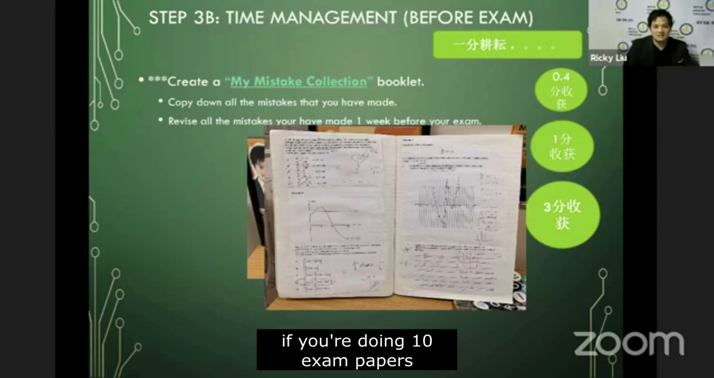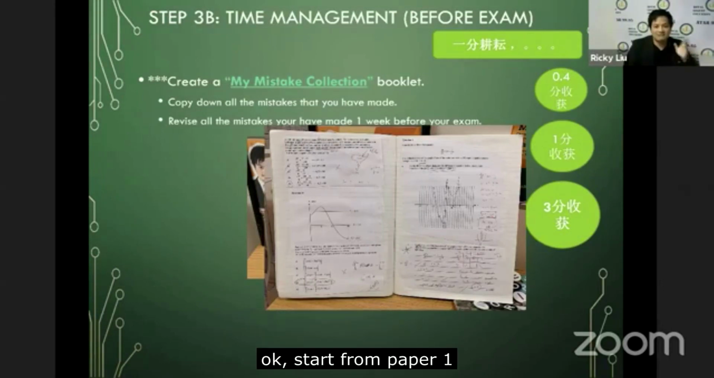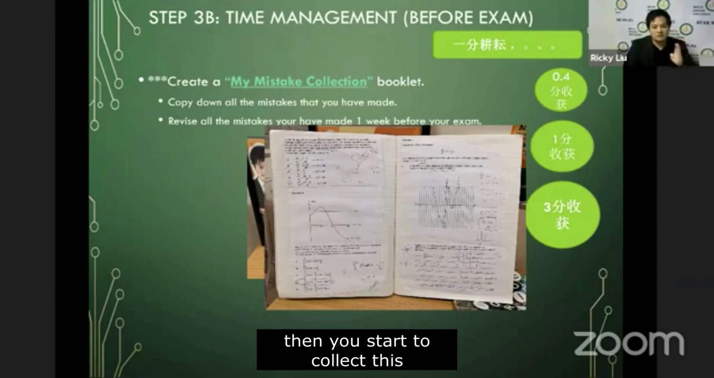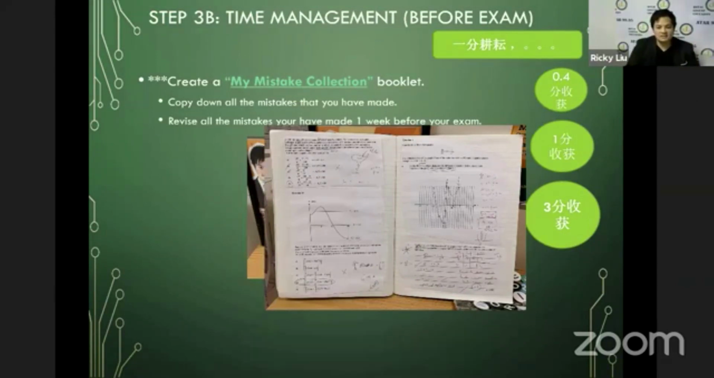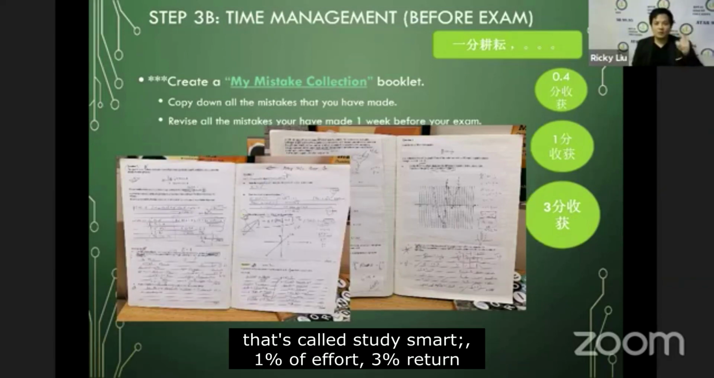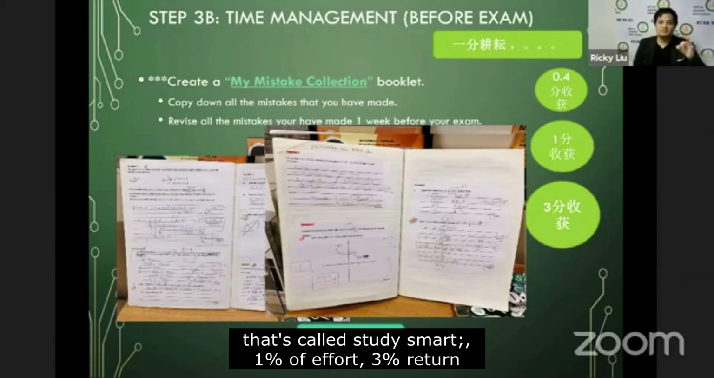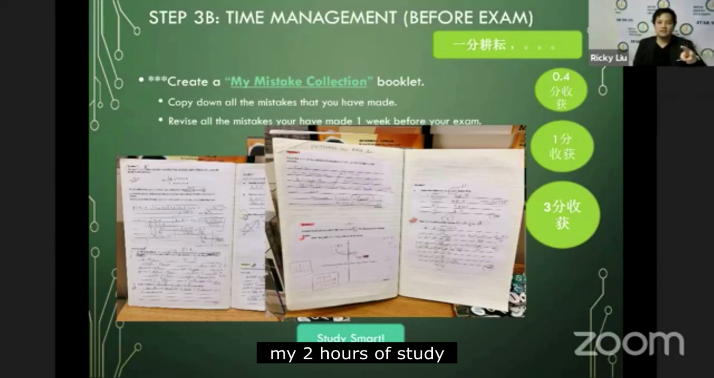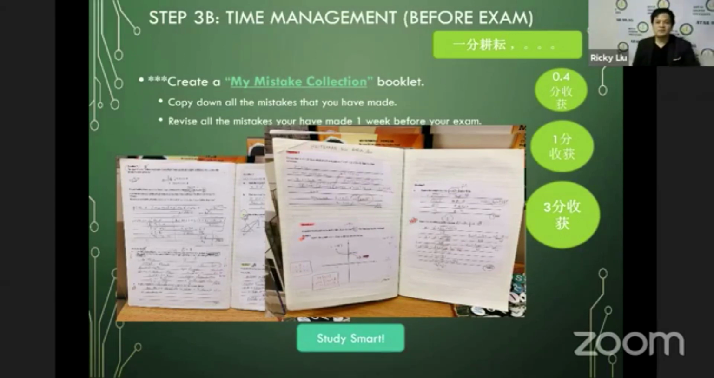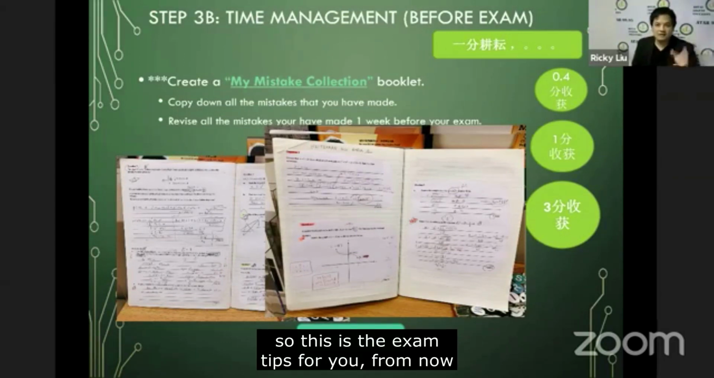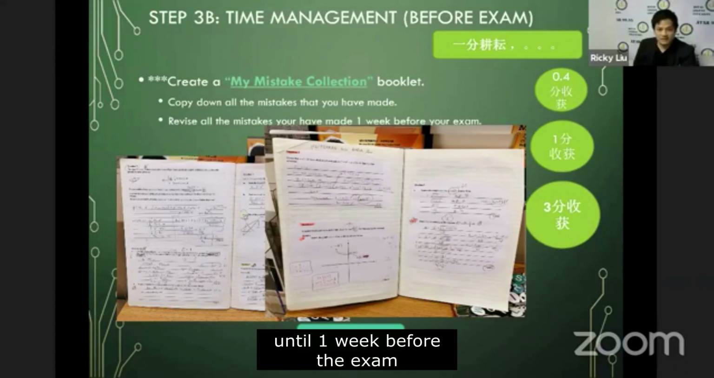If you're doing 10 exam papers, you won't be bothered to do this anymore. Okay, start from paper 1. Then you try to collect this. So combine with everything like this. That's called study smart. 1% of effort, 3% return. My 2 hours of study is equivalent to your friend's 4 to 5 hours. This is how you're able to do it. So this is the exam tips for you, from now until the day before, 1 week before the exam.